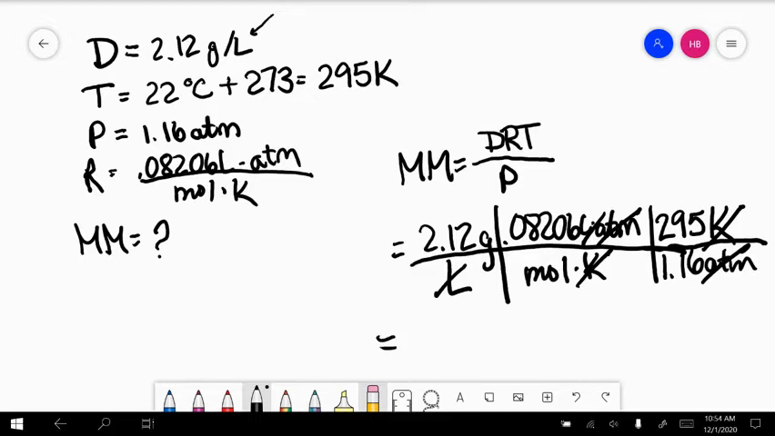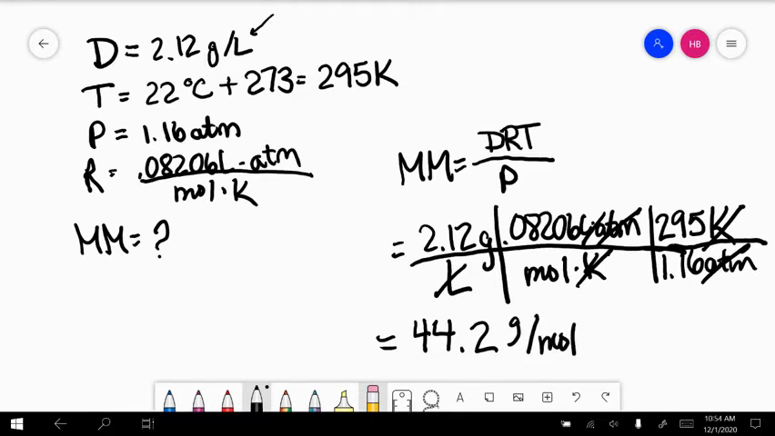And grams per mole is an adequate unit for molar mass. Remember, molar mass is what we read off the periodic table of the elements, and it is always in grams per 1 mole. So in my calculator, I multiply across the top and then divide by the bottom. And then I get an answer of, let's see how many sig figs in my problem. I had 3 sig figs in my problem as it was given to me. So answer in 3 sig figs, and that's 44.2 grams per mole.